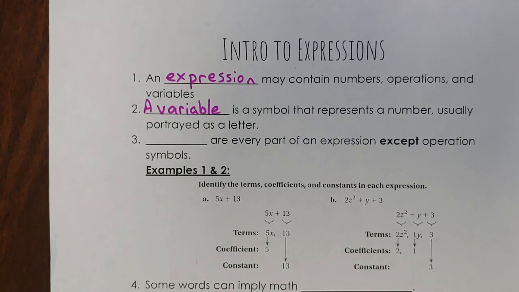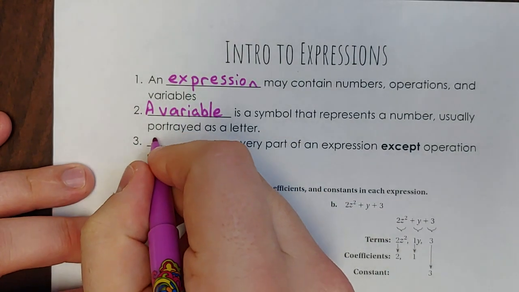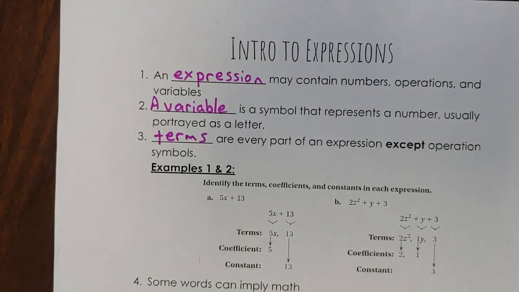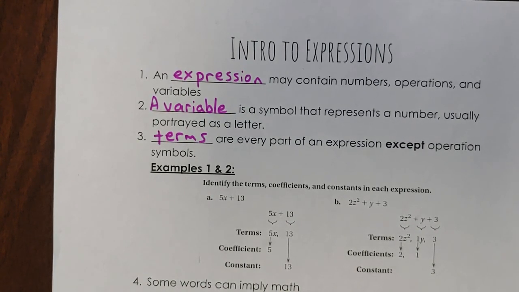All right. Terms, T-E-R-M-S. Terms are every part of an expression except operation symbols. Okay? So here's an example. Identify the terms, the coefficients, and the constants.